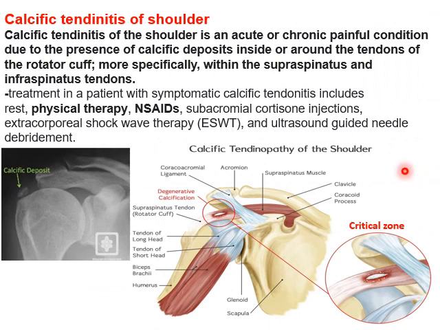So calcific tendinitis of the shoulder. Calcific tendinitis of the shoulder may be acute or chronic. Acute means sudden. Chronic means it has been there for a long time and presents at a later stage. It is a painful condition due to the presence of calcium deposits inside the tendons of the rotator cuff. More specifically, it is seen in the supraspinatus tendon and a little less frequently in the infraspinatus tendon. These calcifications are seen about 1 centimeter from the insertion of the supraspinatus tendon. This space, 1 centimeter proximal to the insertion of the supraspinatus tendon, is called the critical zone.